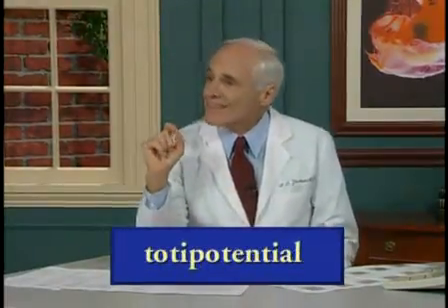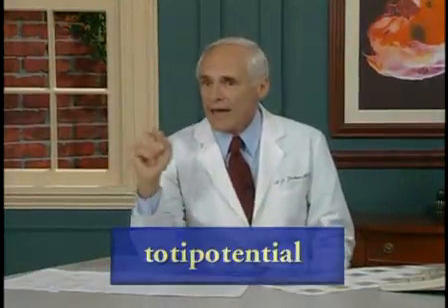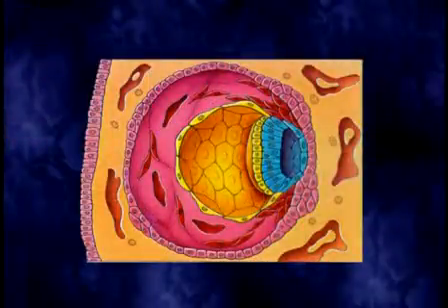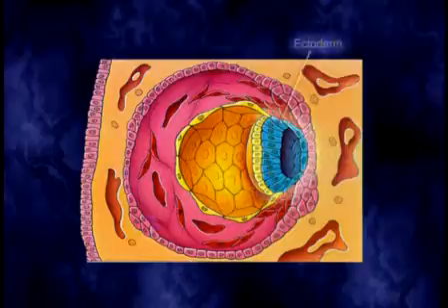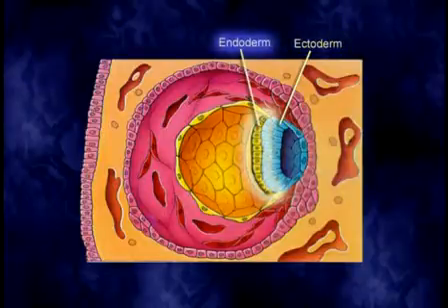Totipotential means that they can turn into any kind of tissue in the body. They have the ability to be directed down one path or another. The next stage that is occurring here is called determination. After we start getting some differentiation, meaning they just become different, you'll see here we have certain cells that are called ectoderm, meaning they're going to be on the outside of the body's tissues, and we have endoderm, which is going to be on the inside.